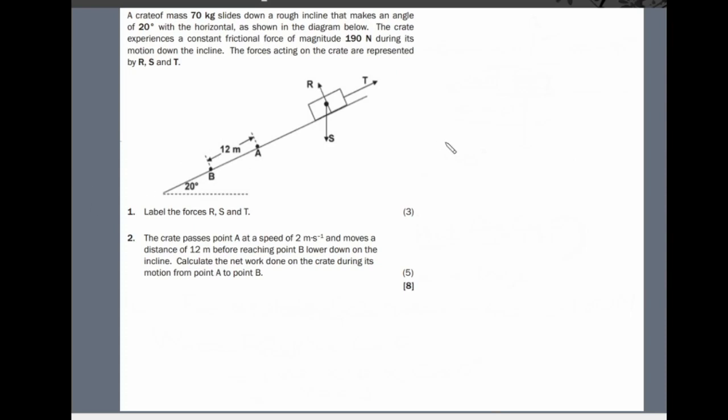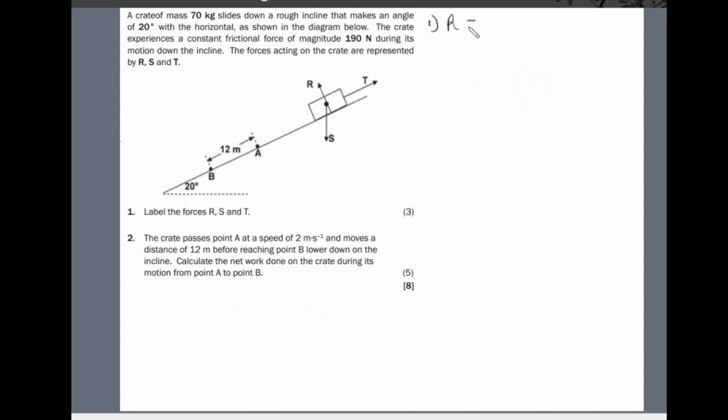Okay, so on this question: a crate of mass 40 kg slides down a rough incline that makes an angle of 20 degrees with the horizontal, as shown in the diagram below. The crate experiences a constant frictional force of magnitude 190 N during its motion down the incline. The forces acting on the crate are represented by R, S, and T. And then question 1, they want us to label the forces.